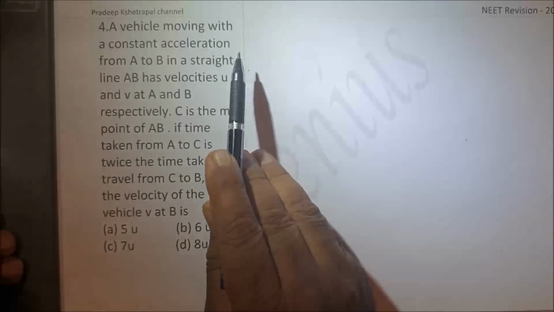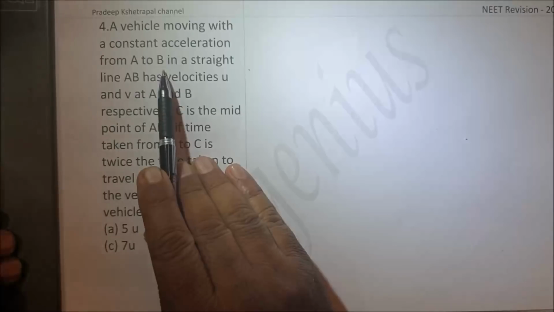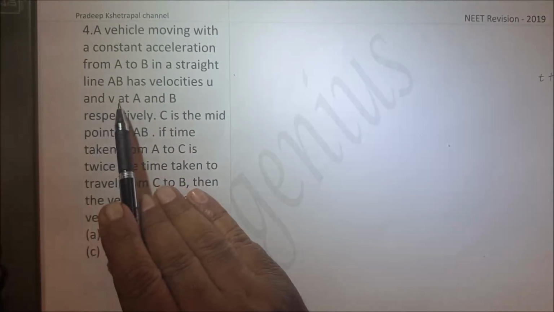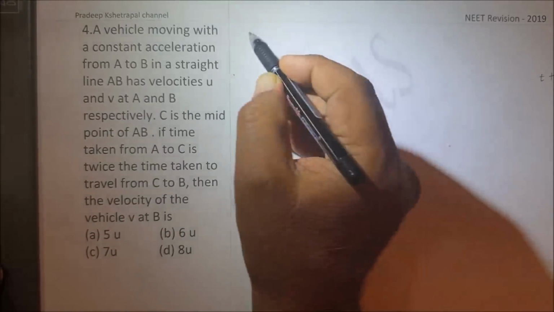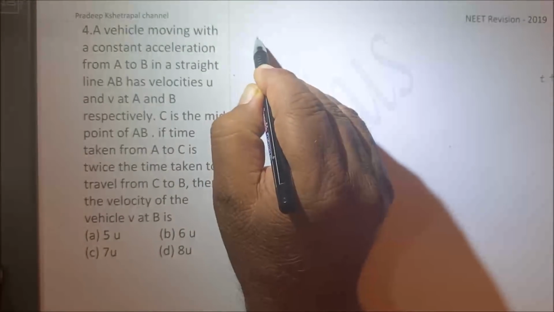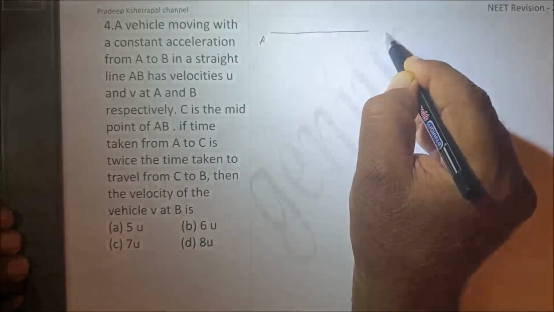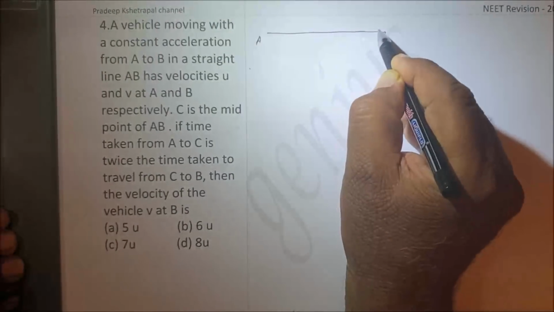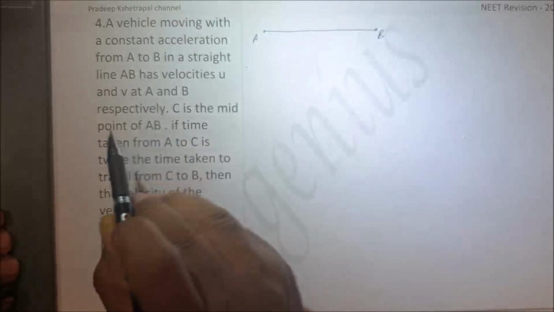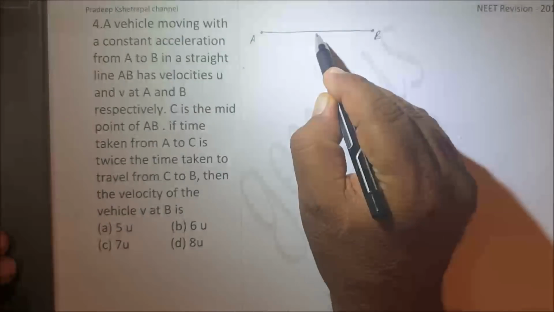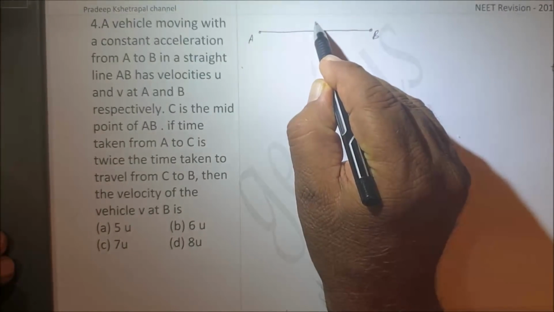A vehicle is moving with a constant acceleration from A to B in a straight line AB, and has velocity u and v at A and B. Here is AB, here is A, and here is B. C is the midpoint of AB. Here is C, which is the midpoint of AB.